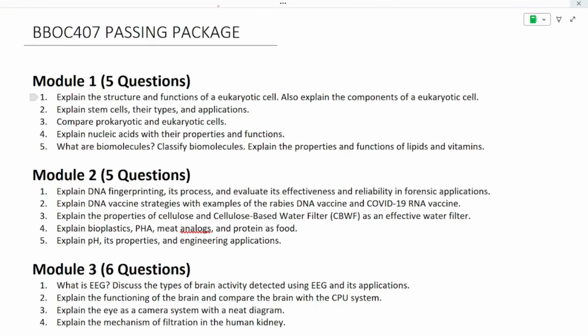See, first we will be discussing the questions of module 1. I have mentioned how many questions there are per module also. 5 or 6 questions are there, like that only, not more than that.